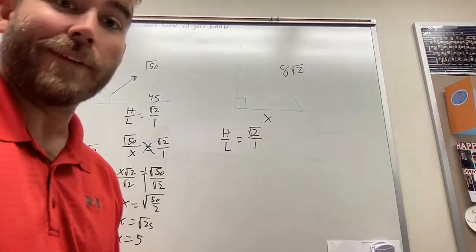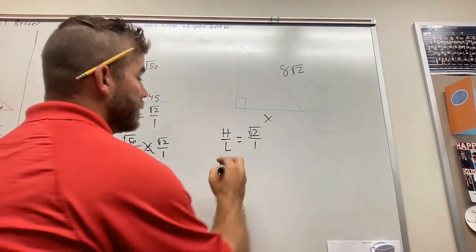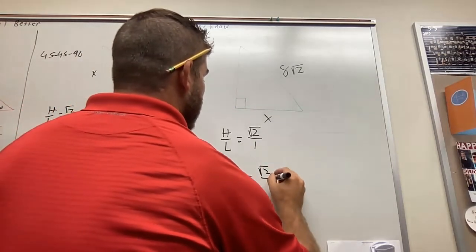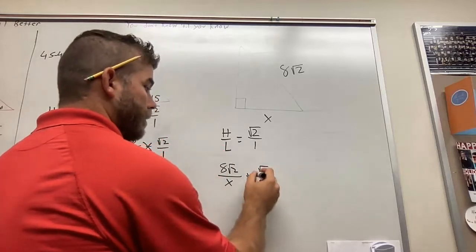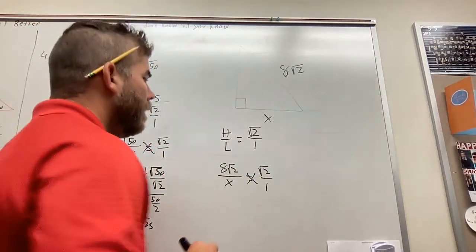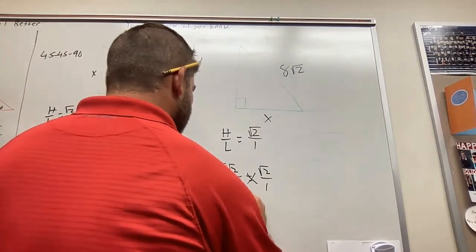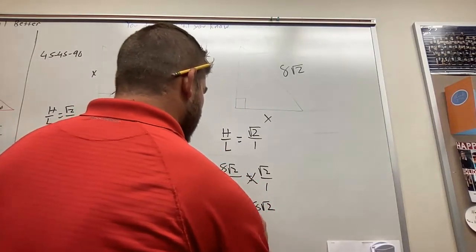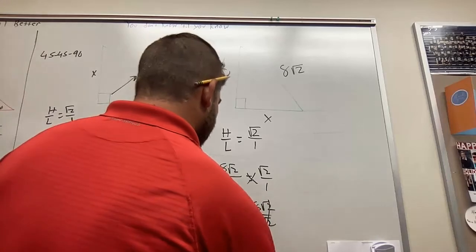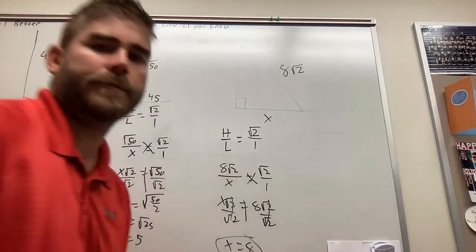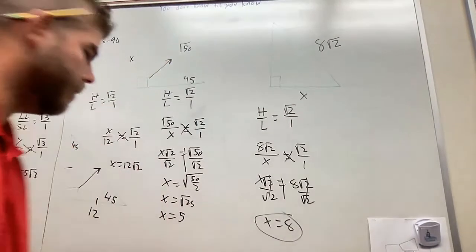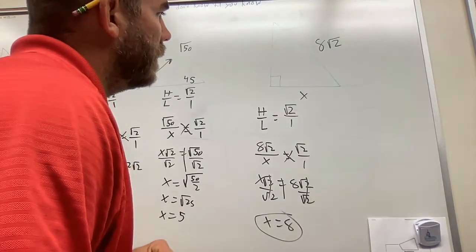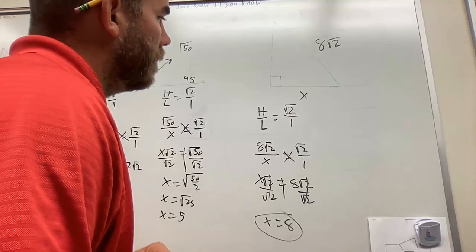So I start with my formula like I have each and every time. My hypotenuse in this case is going to be 8 radical 2. My leg is x. I need to cross multiply. Actually, I'm going to do one more example after this. So this is x radical 2, 8 radical 2. I have to divide both sides by radical 2. And that just cancels out. I get x equals 8. All right, so that ended up being pretty straightforward. I want to do one more.